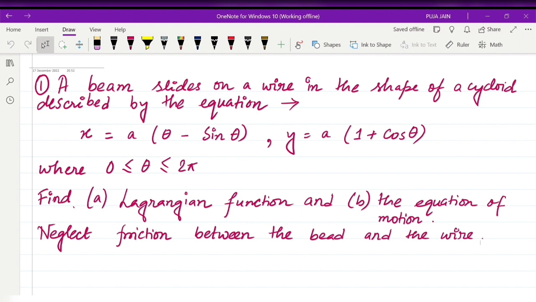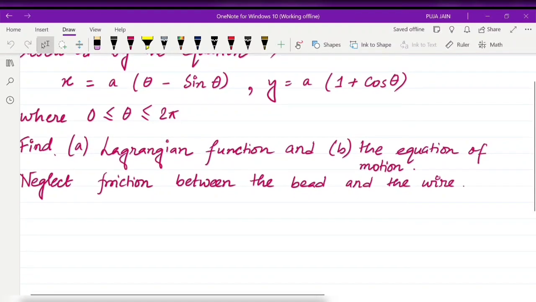So the first question is: a bead slides on a wire in the shape of a cycloid described by the equations x equals a (theta minus sine theta) and y equals a (1 plus cos theta), where theta is ranging from 0 to 2 pi. First we need to find the Lagrangian function, and second the equation of motion, and neglect friction between the bead and the wire. Okay, so first let us draw the diagram.